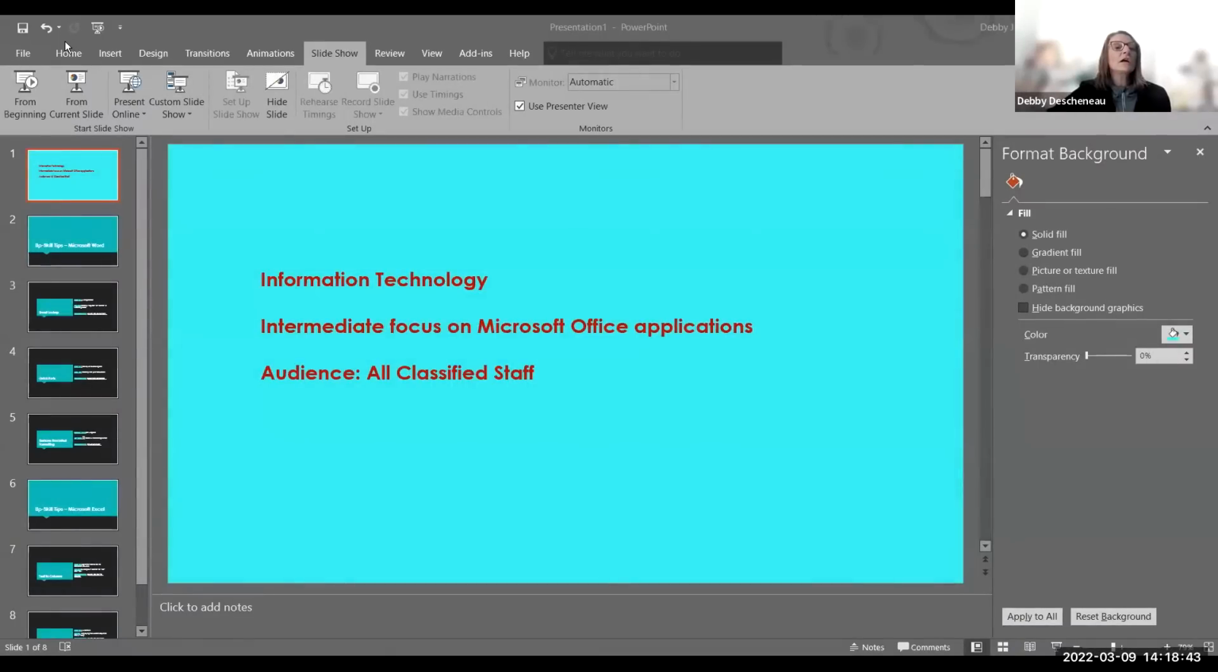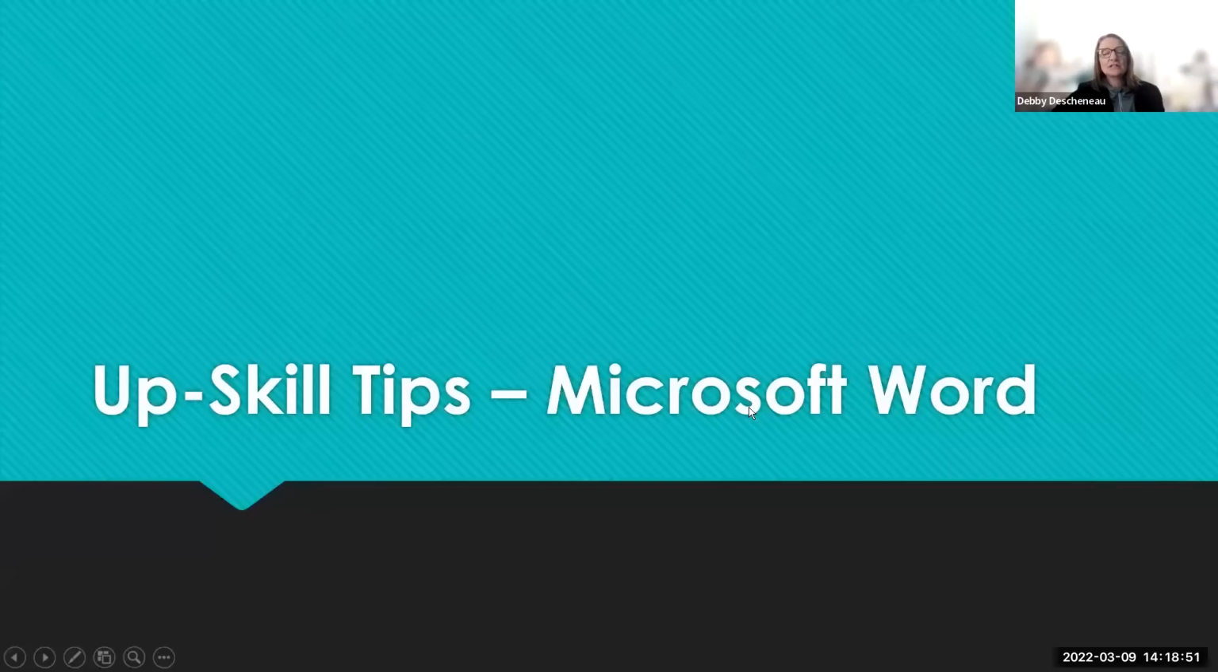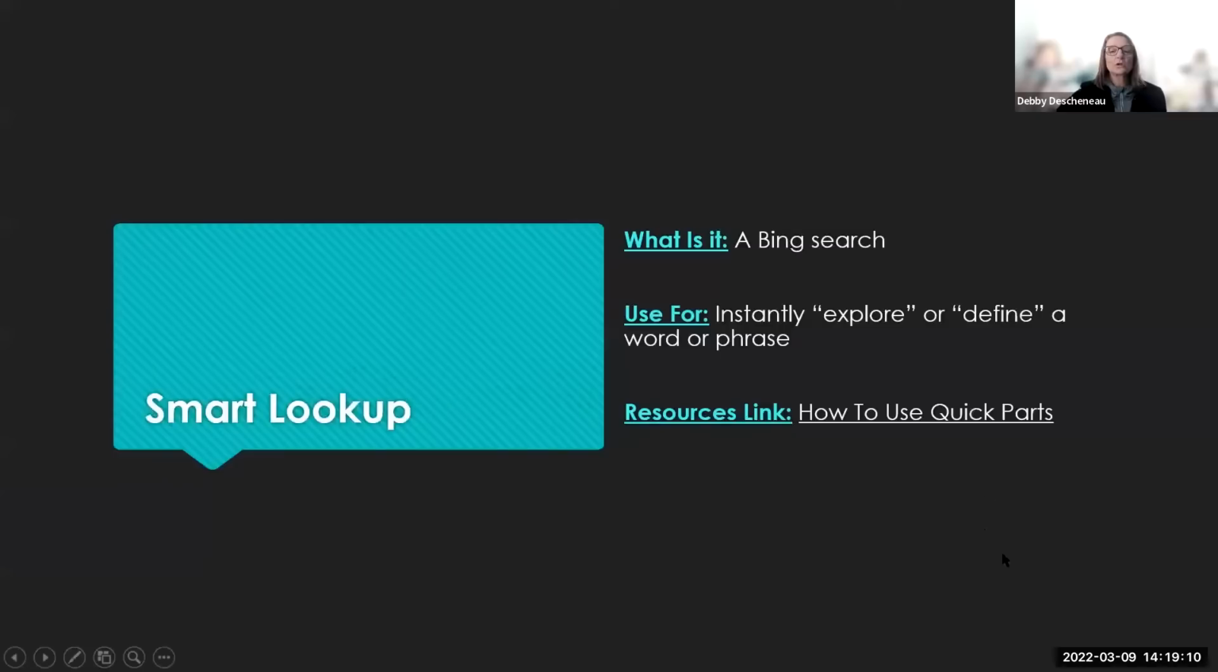All right, you all are here today for the Information Technology Intermediate Focus on Microsoft Office Applications. The first one that we're going to go through is two different phases with Microsoft. We're going to do Word and Excel, and if time permits, I want to show you some handy things with Outlook as well. So we're going to go ahead and start with Microsoft Word.